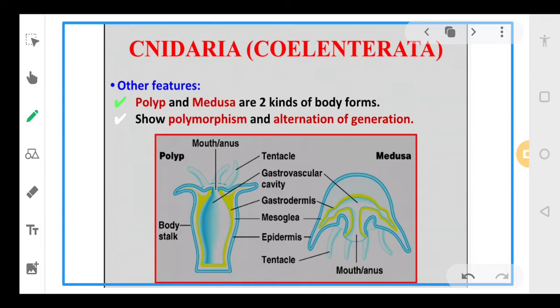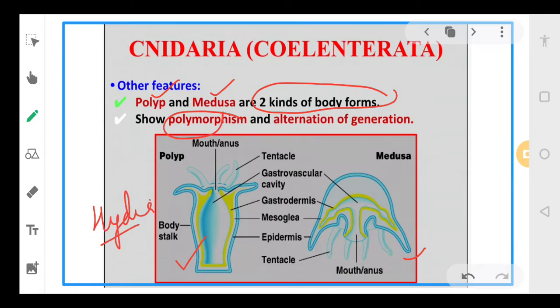Now these cnidarians basically exhibit two different forms. Means the organisms have two different forms. One is polyp, another is medusa. That is why we say that they exhibit polymorphism. Now see, this is the structure of polyp, and this is the structure of medusa. Polyp basically is sessile. It cannot move from one place to another, like Hydra. So Hydra has a polyp form, while the medusa is free living.